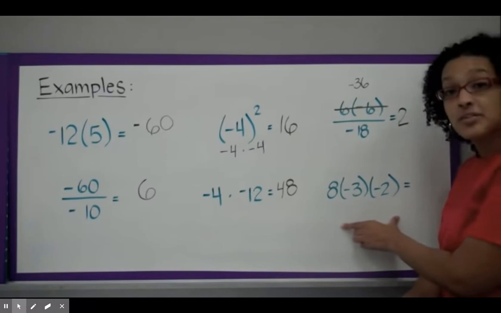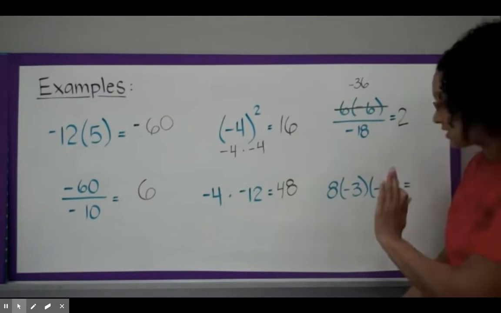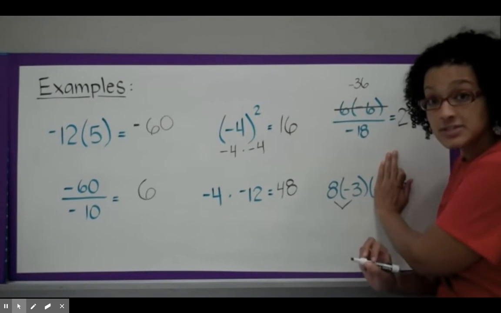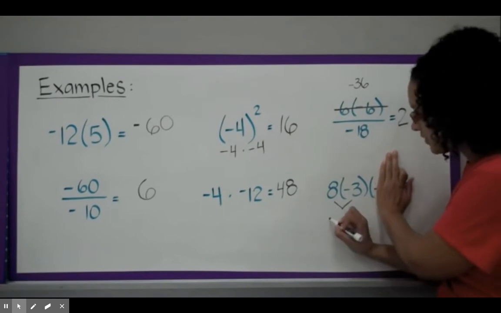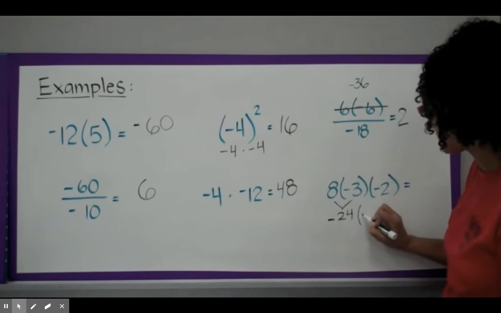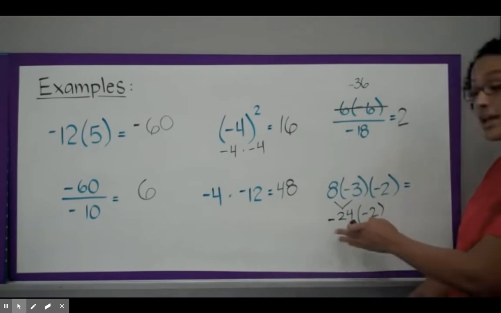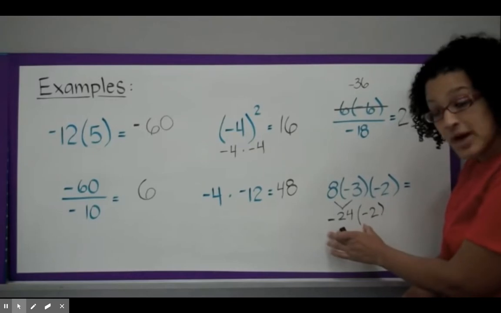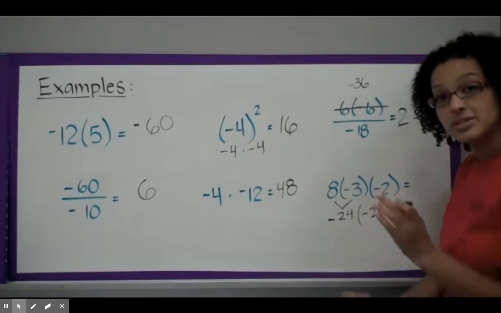And then this one, three numbers again, so we're going to just do two at a time. Let's ignore this one. 8 times negative 3. Different signs, so it's going to be negative. 8 times 3 is 24. So we've got negative 24. So now, negative 24 times negative 2. Same sign, so my answer is positive. 24 times 2 is 48.